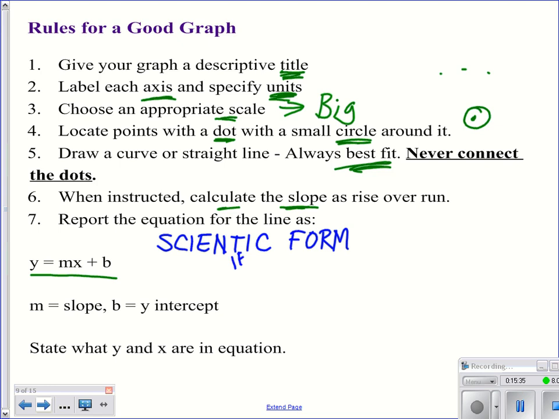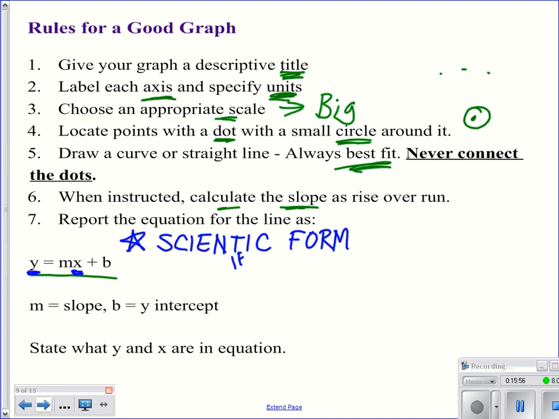And what that means, and put a big star by it, because this is one of those things that even at the end of the year, I hear students going, oh, what does scientific form mean? It means at no point do I want to see a y and an x written down. I want you to define those variables.